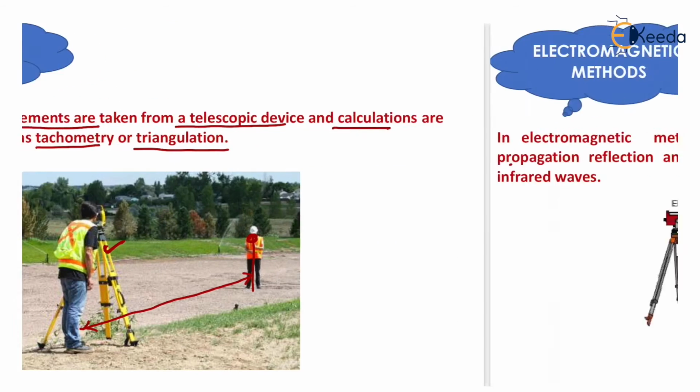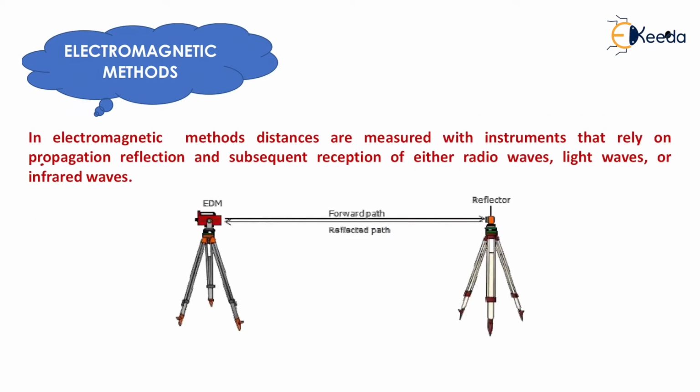Now the next method is electromagnetic method. Now in electromagnetic method, distances are measured with instruments that rely on propagation, reflection and subsequent reception of either radio waves, light waves or infrared waves.